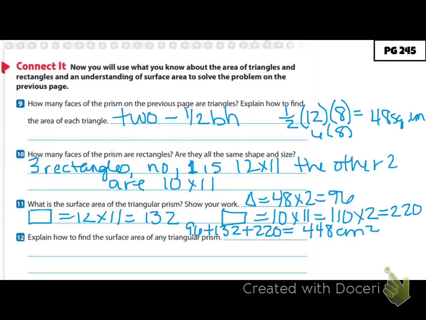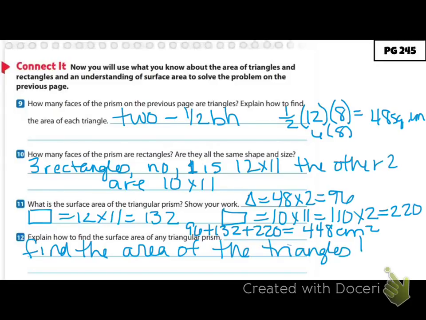So number 12 says, explain how to find the surface area of any triangular prism, just like we do with the rectangles. Find the area of the triangles and rectangles, then add. Okay, with rectangular prisms we find the area of all the rectangles, then add. Triangular prisms we find the area of the triangles and rectangles, then add.